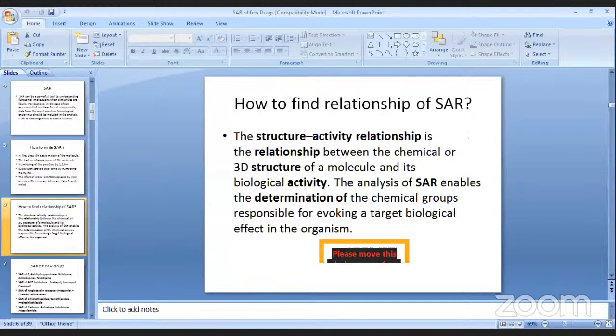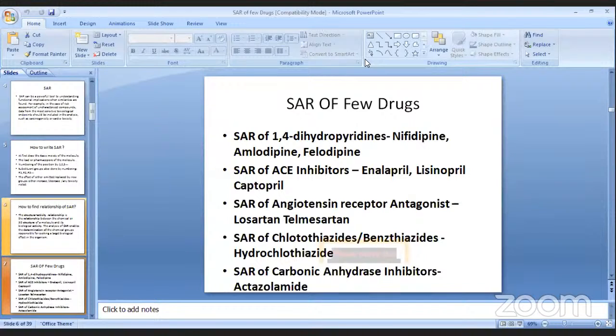Now I am going for the structural activity relationship of some of the compounds. I have already discussed that, but again I am going to repeat this. Structural activity relationship of 1,4-dihydropyridines is very important. They are antihypertensive drugs. Examples are nifedipine, amlodipine, and felodipine.